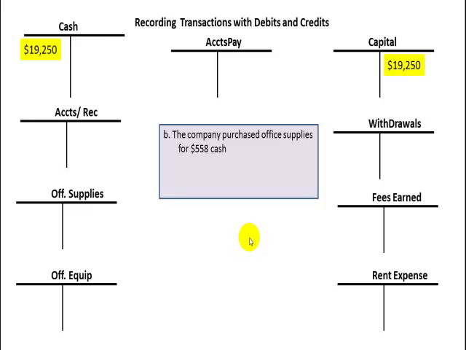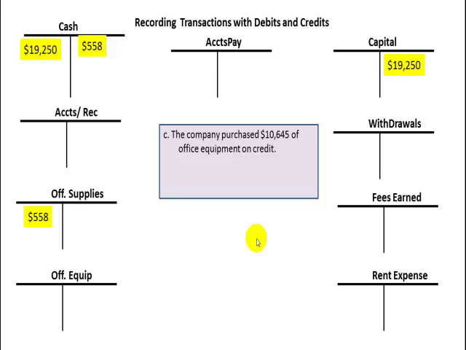The company purchased office supplies for $558 cash, so we will credit cash, which lowers cash by $558, and we will debit down here office supplies, and that debit increases office supplies. All we've done is trade cash for office supplies, and the overall accounting equation hasn't changed any. That is, assets have stayed the same. So to show this entry in a journal form, we'll debit office supplies and we'll credit cash for $558.